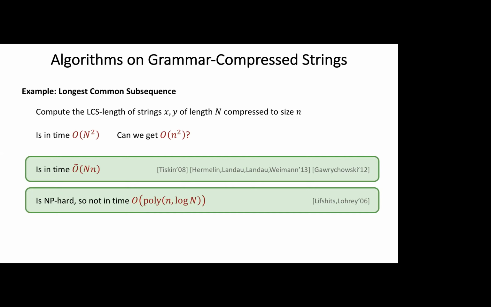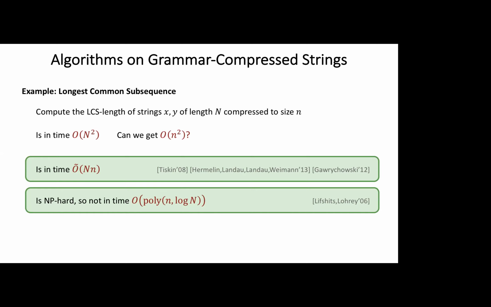Now, what about lower bounds? It's known that longest common subsequence on grammar compressed strings is NP-hard, even PP-hard, whatever that means. Certainly it's NP-hard, which means that, unless P equals NP, you cannot expect a polynomial time algorithm, which in this context means that you cannot expect time polynomial in little n and log of big N.